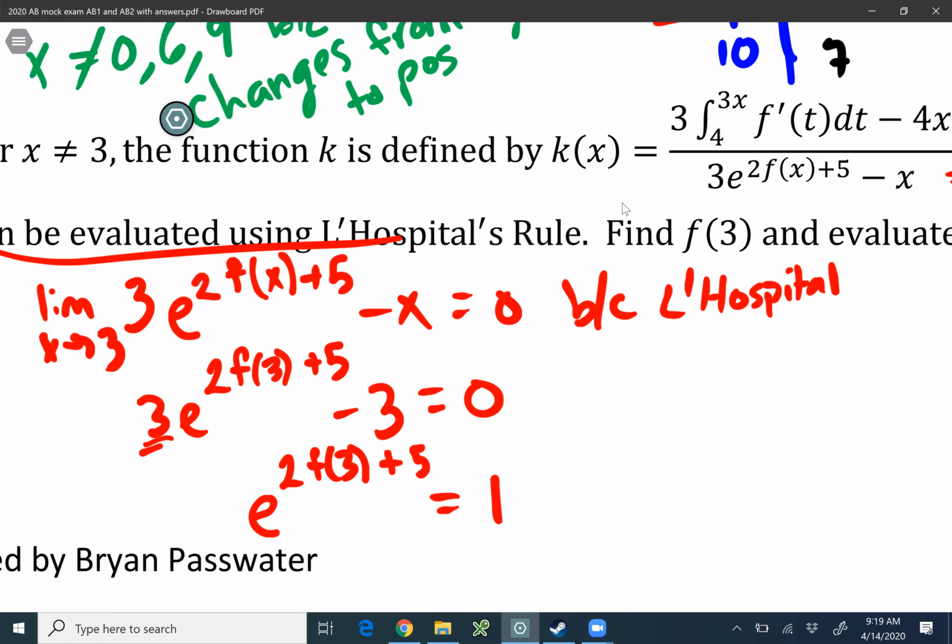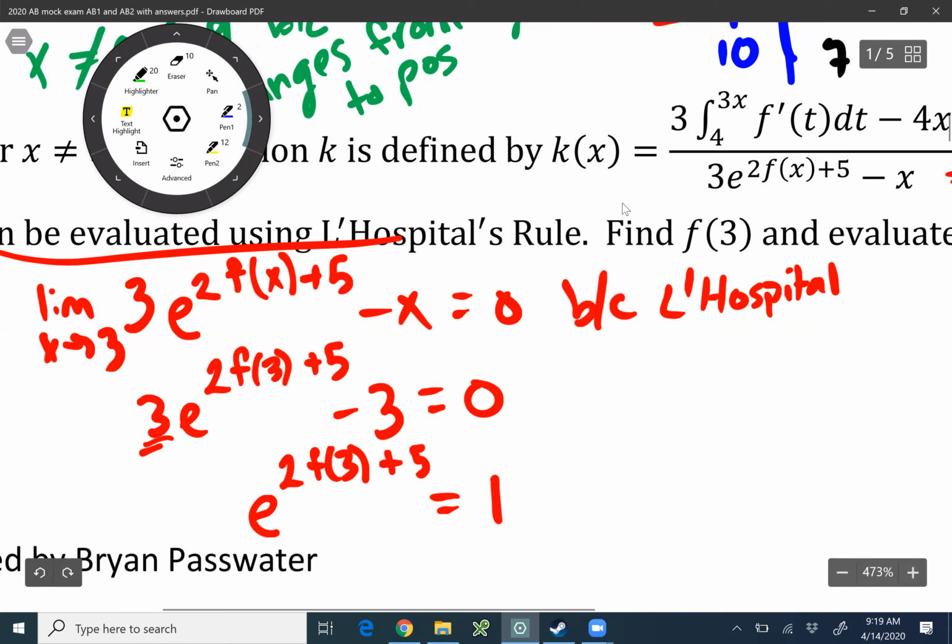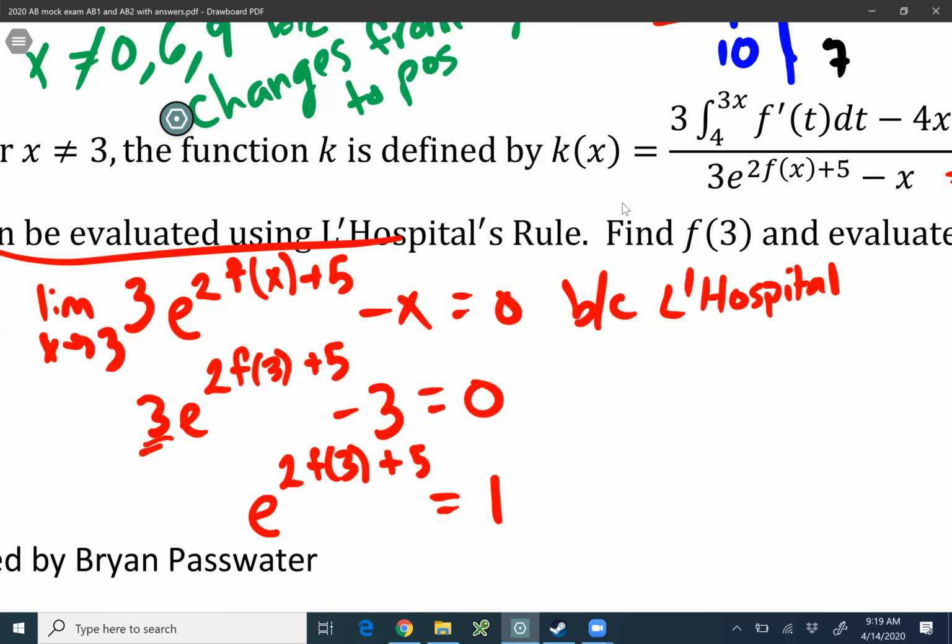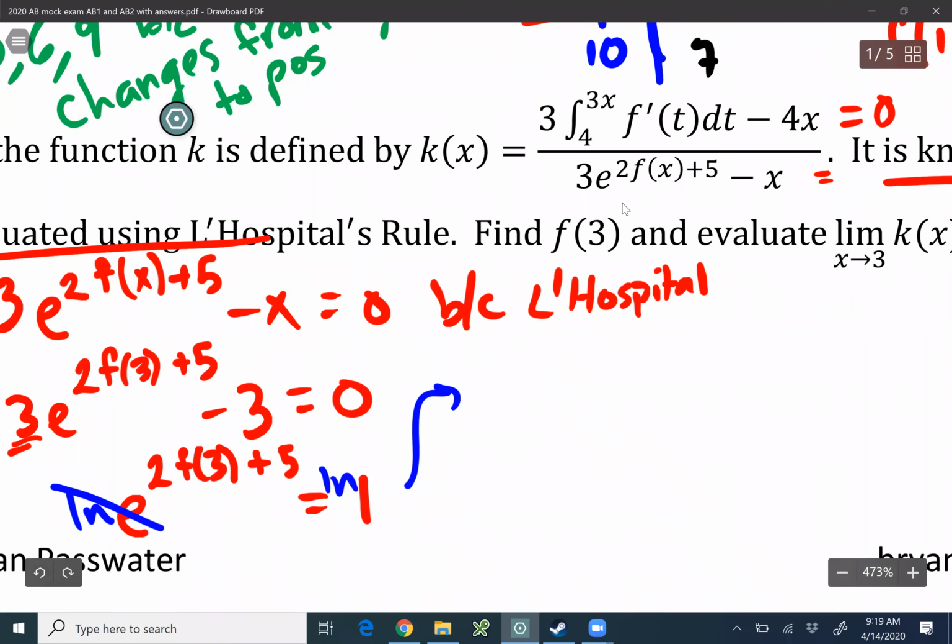Okay. How am I going to solve this when I have an e in it? How am I going to isolate when I have an e in it? What do I need to do? How do I get rid of e? Use ln. So take the ln of both sides. Good. And so then that gives us, these cancel. So that gives us 2f(3)+5. And ln of 1 is something that we need to memorize.